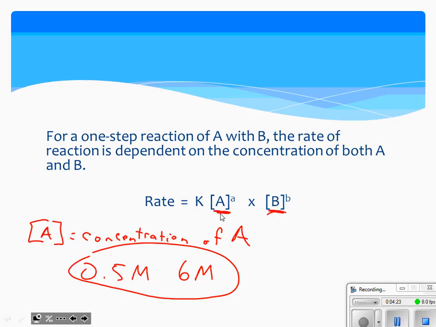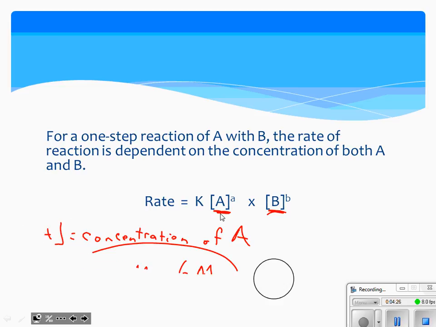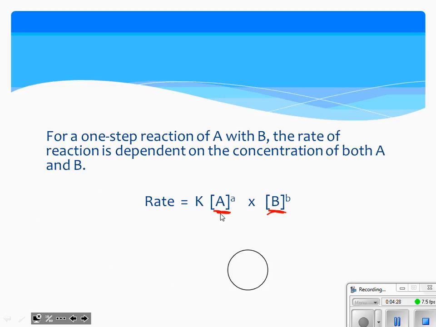The concentration of substance A, the concentration of substance B. And you can see that the lowercase letters, little a and little b, I told you those were the coefficients. So the rate law is K times the concentration of A to the little a power, times the concentration of B to the little b power.